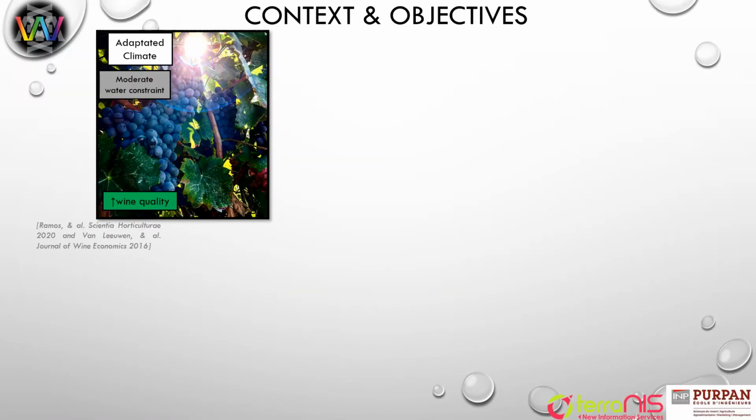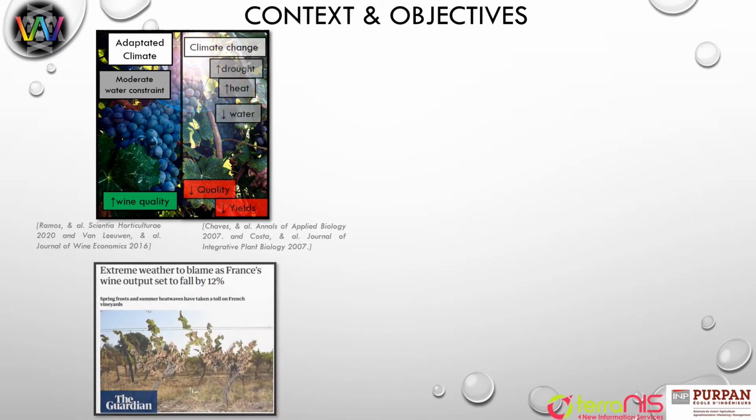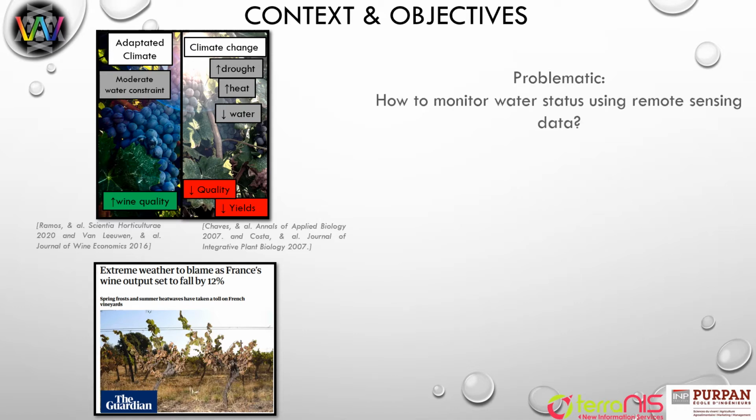Whereas wine needs moderate water constraints to ensure the quality of the produced wine, in the context of climate change, the increase of drought events, heat, and the lack of water leads to a serious loss of quality and productivity in most of the vine regions, as in the Mediterranean regions where this study was conducted. So there is a need to find water resource management decision tools, and monitoring vine water status using remote sensing data can be a key for the future.